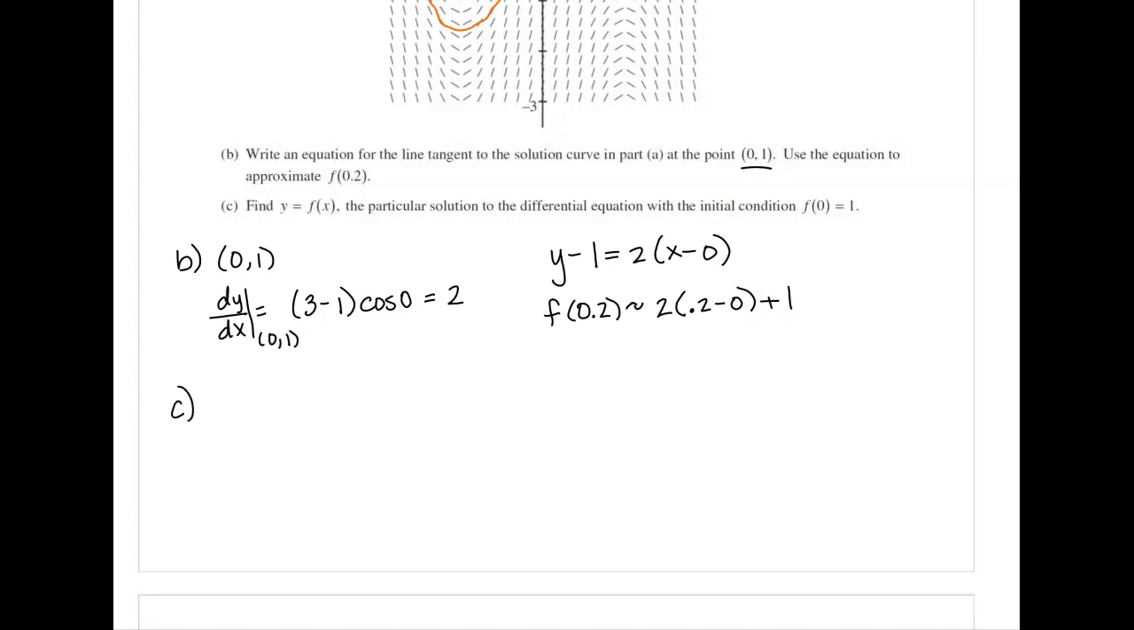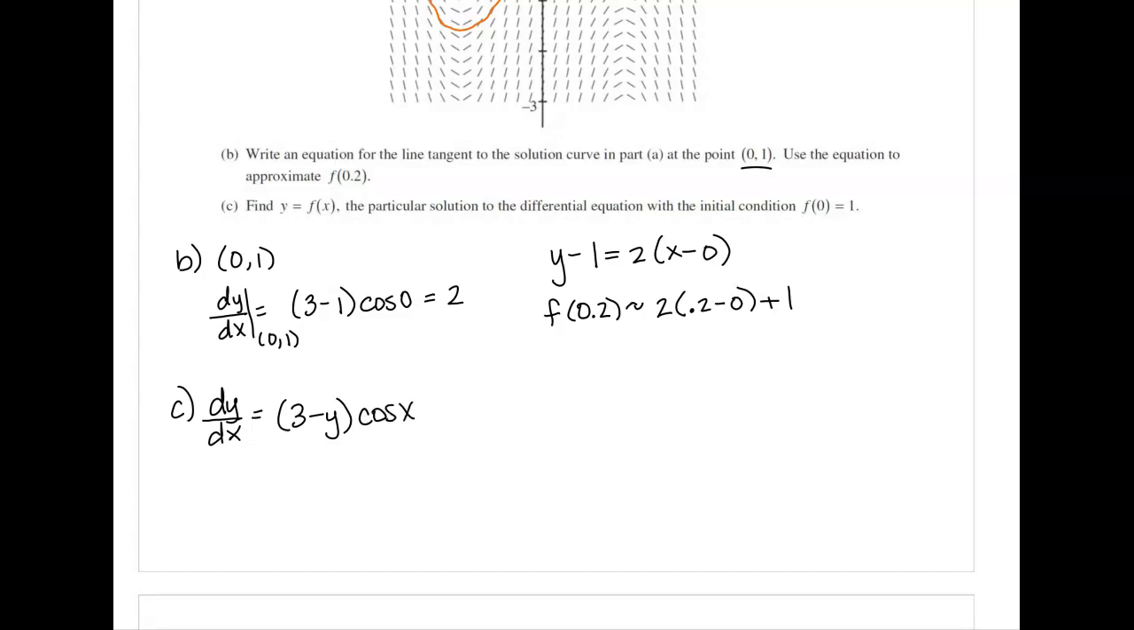Sure. Part C. By the way, part A was worth 1 point, only 1. Part B is worth 2 points, 1 point for your tangent line and 1 point for your approximation. Part C is worth a whopping 6 points. 6 points for solving this differential equation. That's humongous. So let me write this down one more time. My differential equation dy dx equals 3 minus y cosine of x.